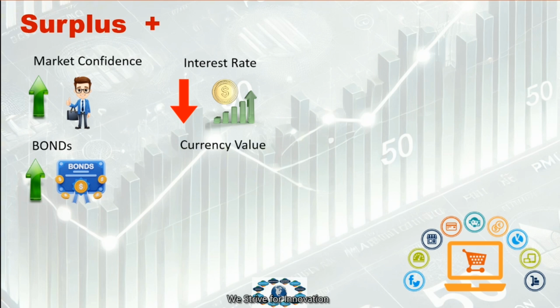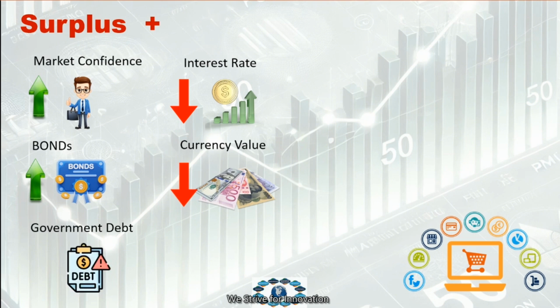How about the currency? What will happen to it? A surplus may lower inflation, which is very good, by increasing the availability of foreign currency and lowering import cost. So the currency value will go down. How about the government debt? What's going to happen to it? A surplus can reduce the need for external borrowing by the government to subsidize its activities, and in order to stabilize the debt level, the government debt will go down. So the government doesn't need to borrow more money.